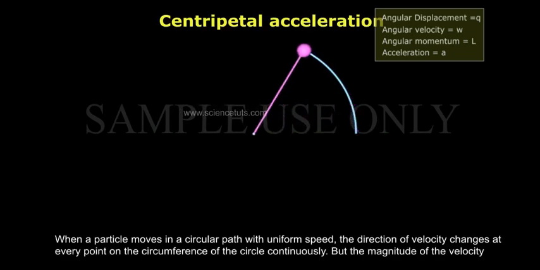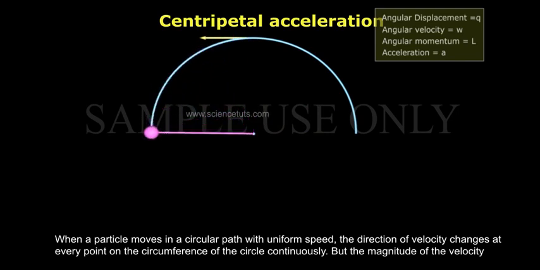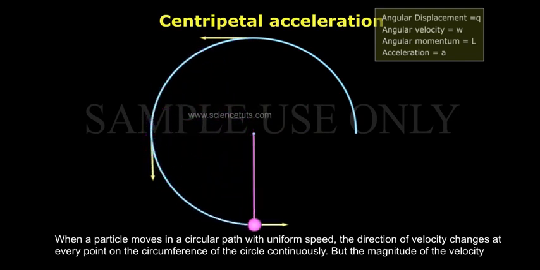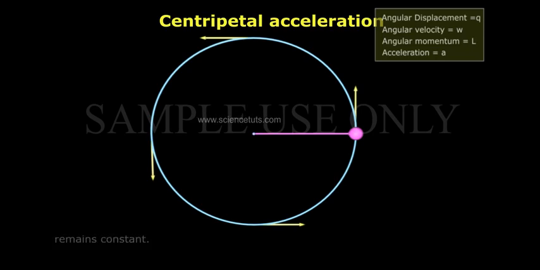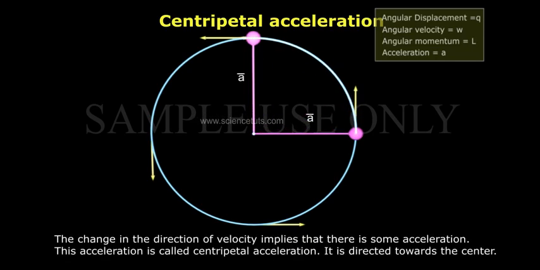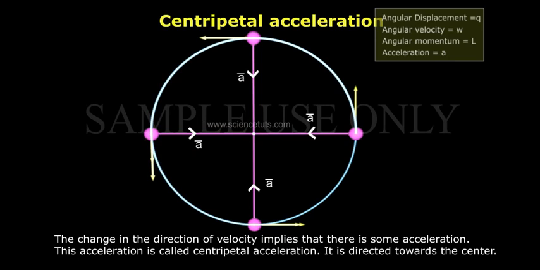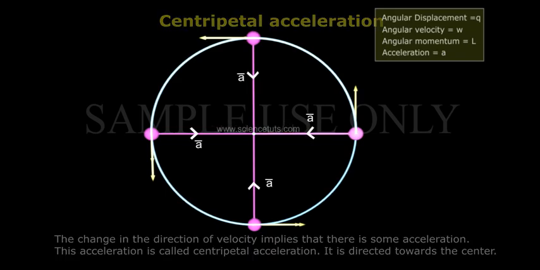Centripetal acceleration. When a particle moves in a circular path with uniform speed, the direction of velocity changes continuously at every point on the circumference of the circle, but the magnitude of the velocity remains constant. The change in the direction of velocity implies that there is some acceleration. This acceleration is called centripetal acceleration. It is directed towards the center.